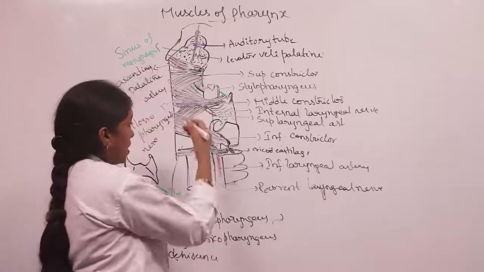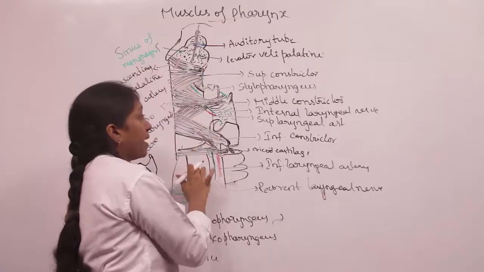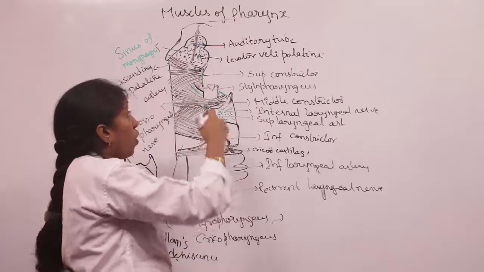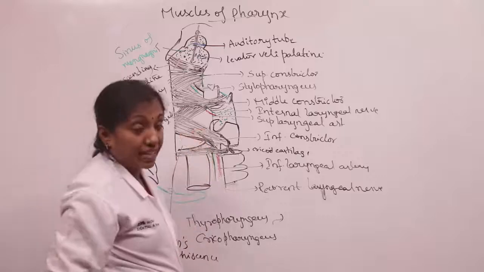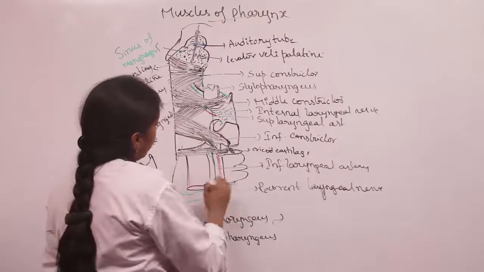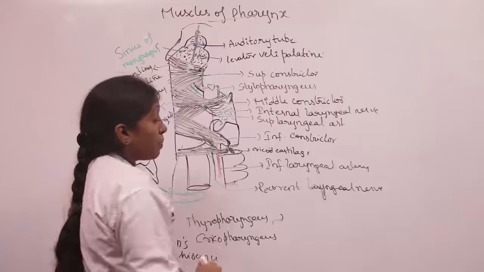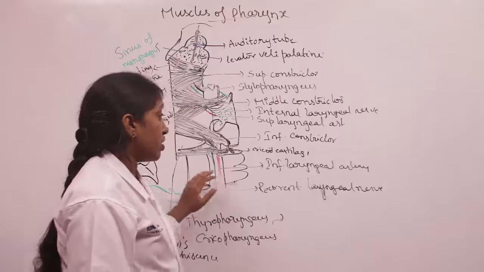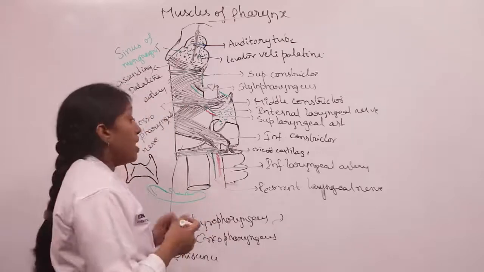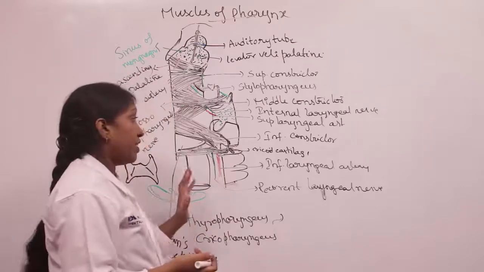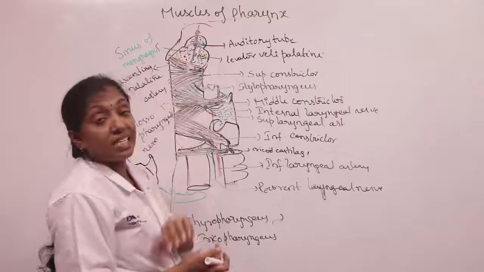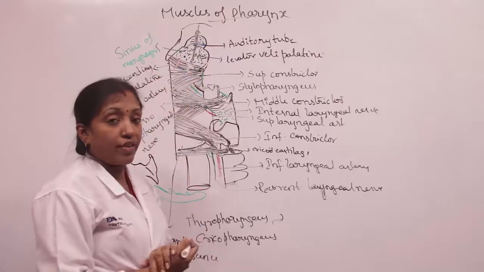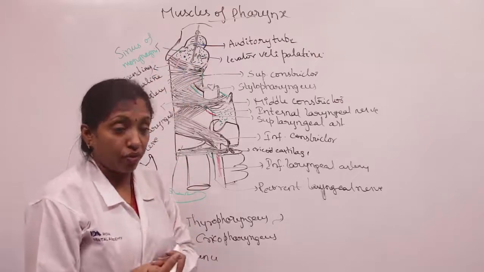And all these constrictors are supplied by the cranial part of the accessory nerve. All these constrictors are supplied by the cranial part of the spinal accessory nerve. And also the inferior constrictor muscle receives an additional supply from the external laryngeal nerve as well as the recurrent laryngeal nerve. So this is about the circular muscle coat of the pharynx. These are the 3 constrictor muscles of the pharynx. They form the circular muscle coat of the pharynx.